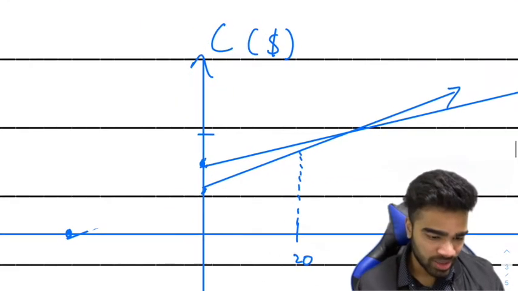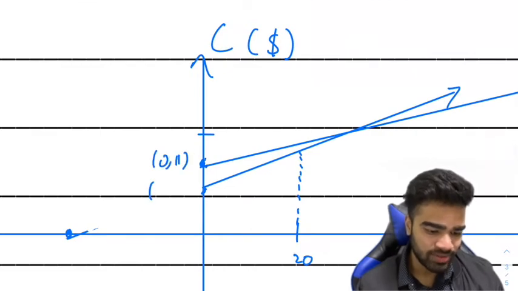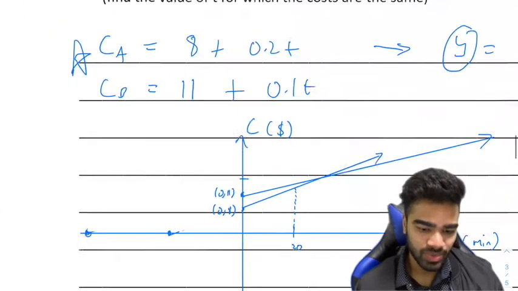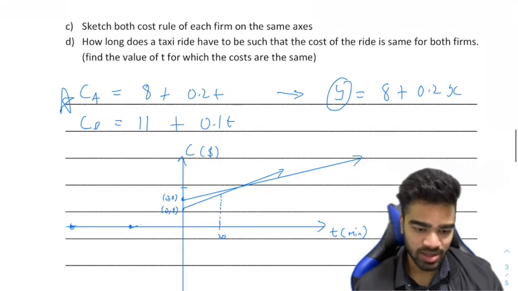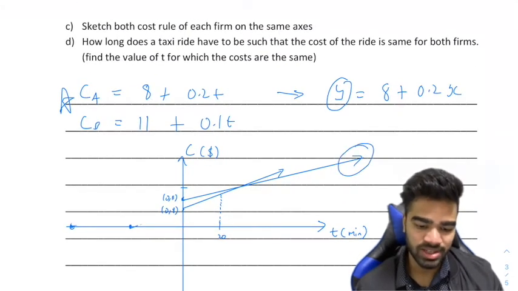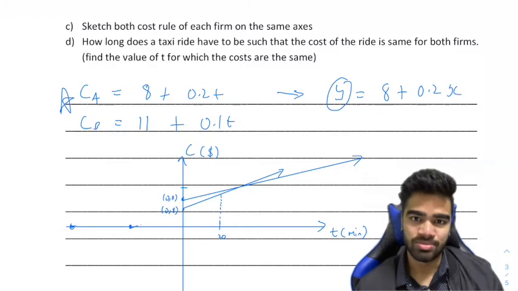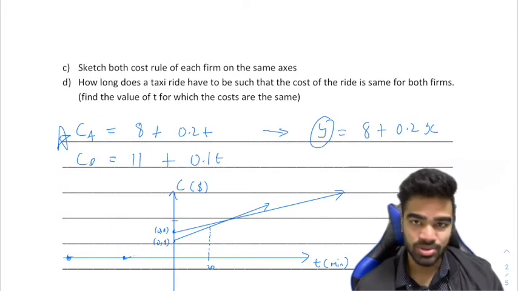So let's quickly label the y-intercepts. This is (0, 11). This is (0, 8). Okay, and I think that's about it, guys. Obviously, as you can see, costs keep increasing as the time goes up, which makes sense for taxis. No one's going to give you a free ride.